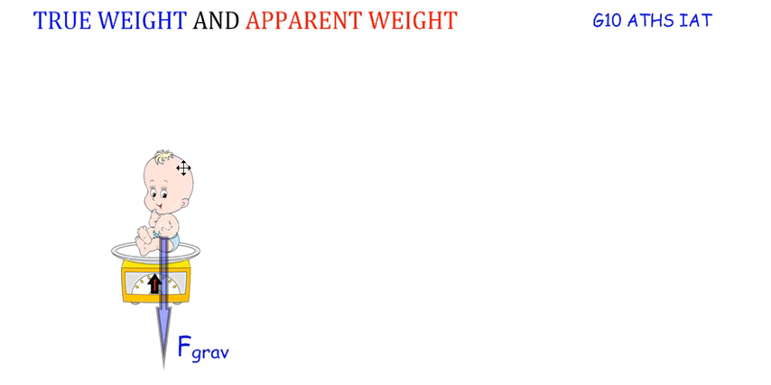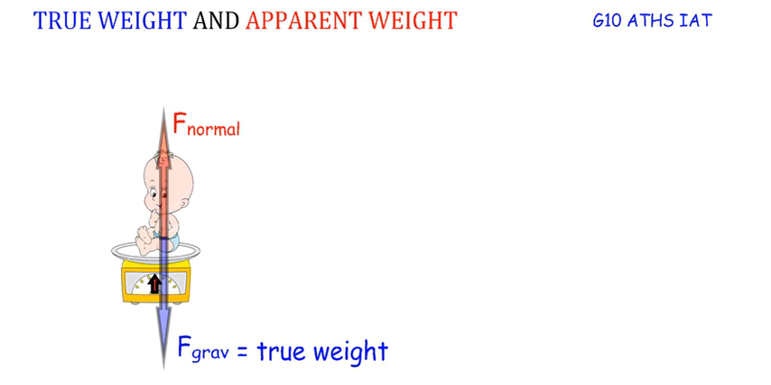Because the baby is on the scale, the baby is pushing down on the scale, and by Newton's third law, the scale reacts and pushes upwards on the baby with a normal force. Because the baby is stationary on the scale, the size of the normal force and the gravitational force are equal. Therefore, the push of the weighing scale on the baby, or the normal force, is what is read by the weighing scale.